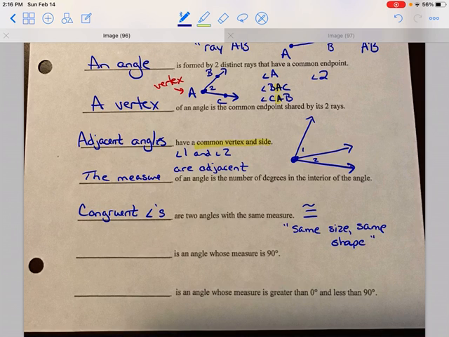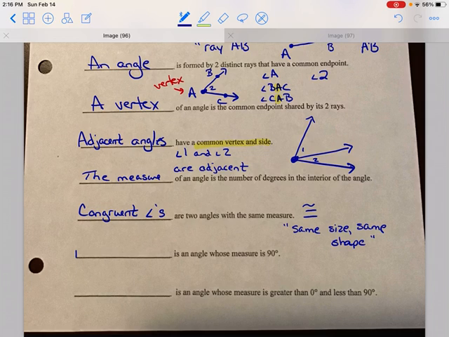So the idea behind the congruent sign is equal implies they're exactly the same thing. So since they are two distinct angles, we use congruent to indicate that they are the same size and the same shape, but they're still two different objects.